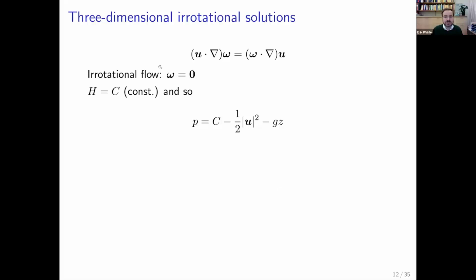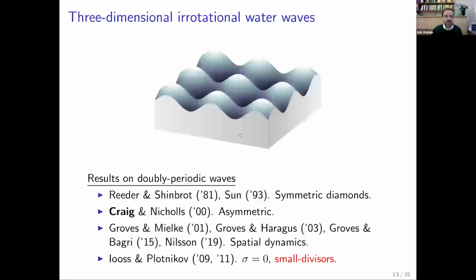So, here's the vorticity equation again. One solution to this equation is, of course, to take omega identically equal to 0. Then this is trivially satisfied. That means that the Bernoulli function is actually constant everywhere in the fluid. And so you can define the pressure essentially like this.